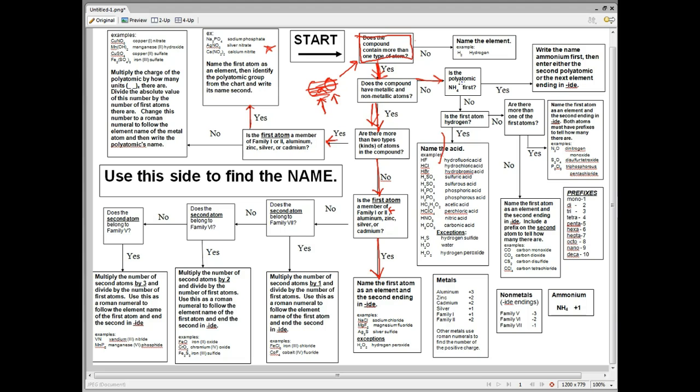Does it start with NH4 first? That answer is no. Is the first atom hydrogen? The answer is yes. So we simply would find which acid it was. It was HClO4, so we have that right there. Perchloric acid.